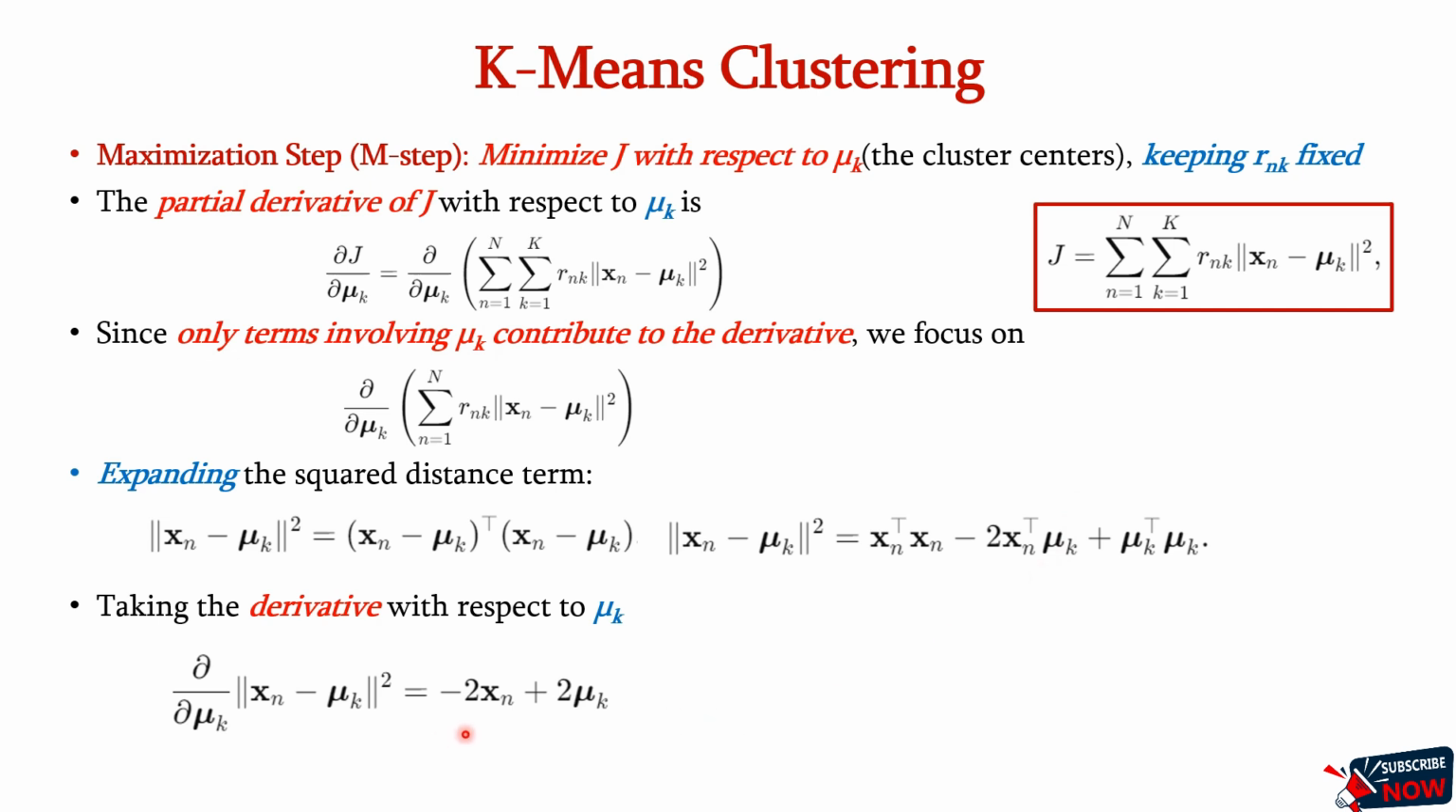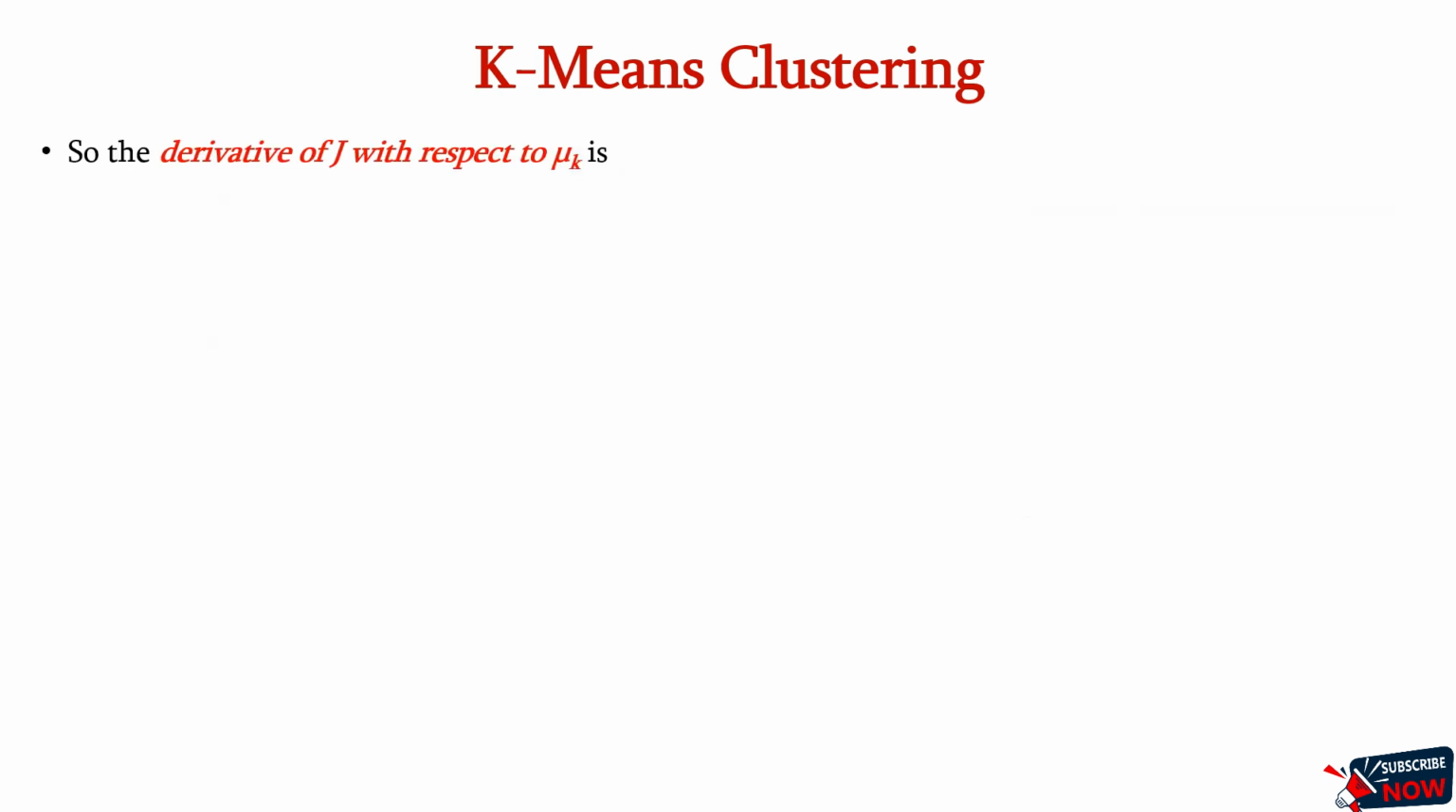So it is 2 minus 2xn, and mu k transpose mu k is nothing but mu k square. If you apply the derivative for mu k square, it will become 2 mu k. Now by taking the minus 2 outside, we can write it as minus 2 into xn minus mu k. So the derivative of the objective function J with respect to the cluster center mu k can be written as dJ by d mu k is equal to minus 2 into summation of n equal to 1 to N r_nk into xn minus mu k.